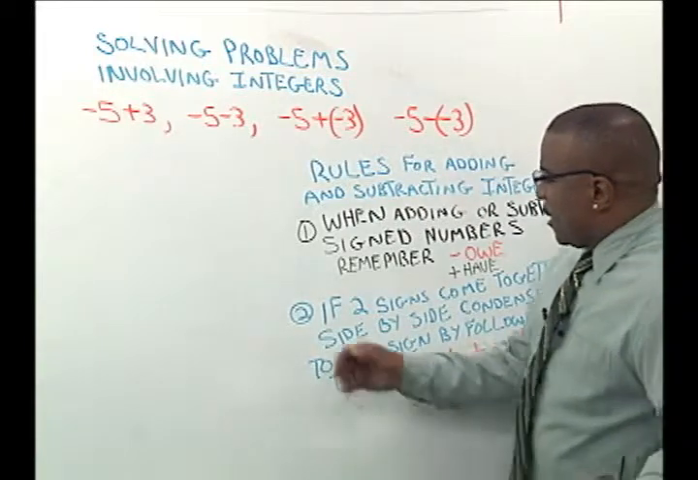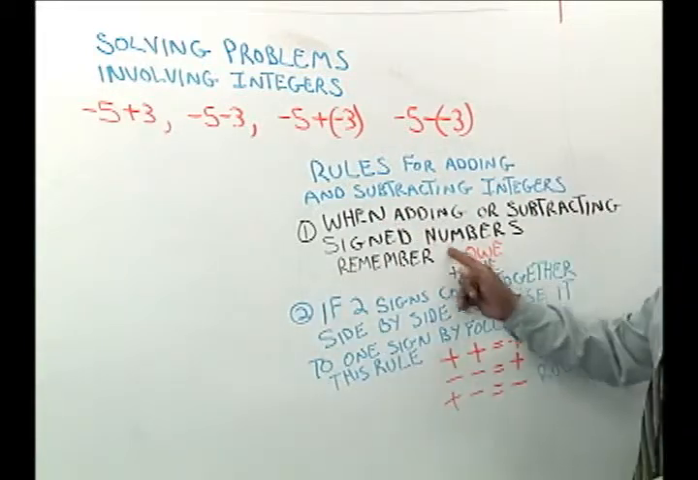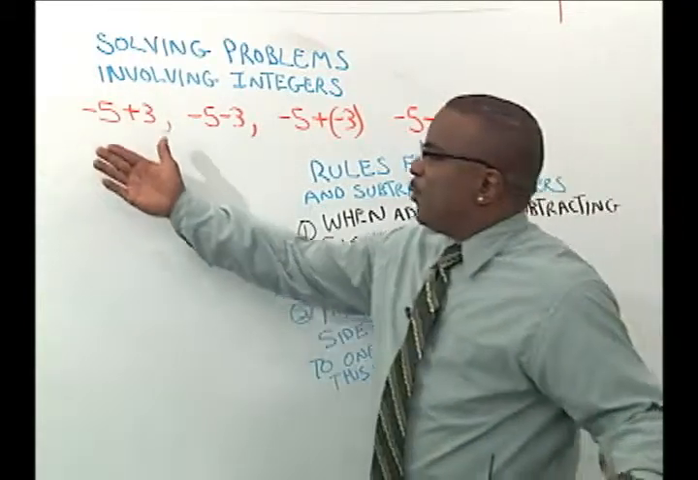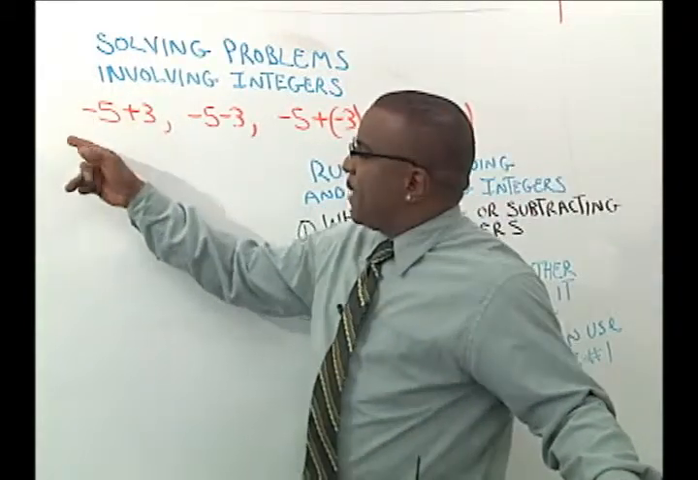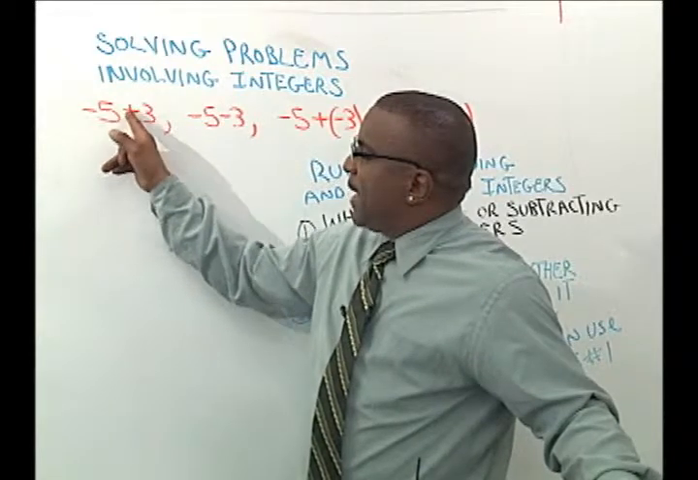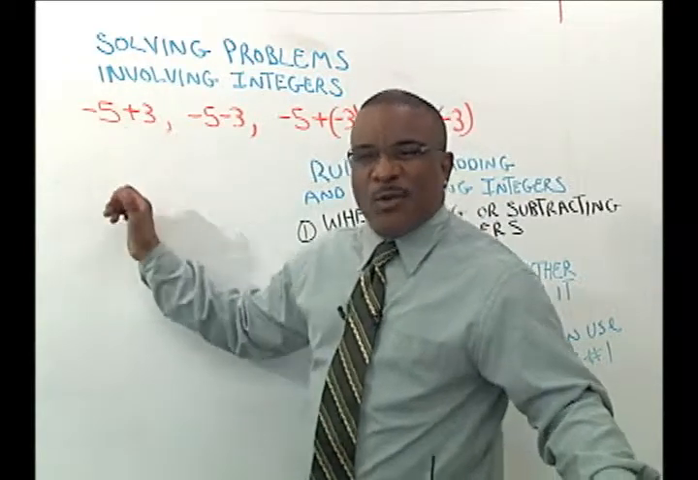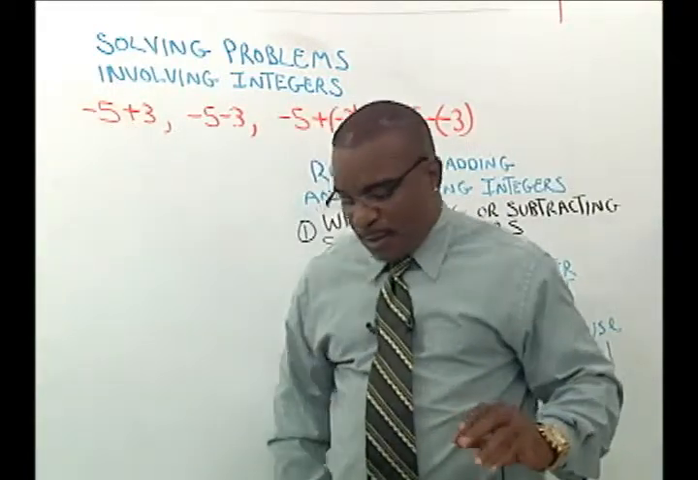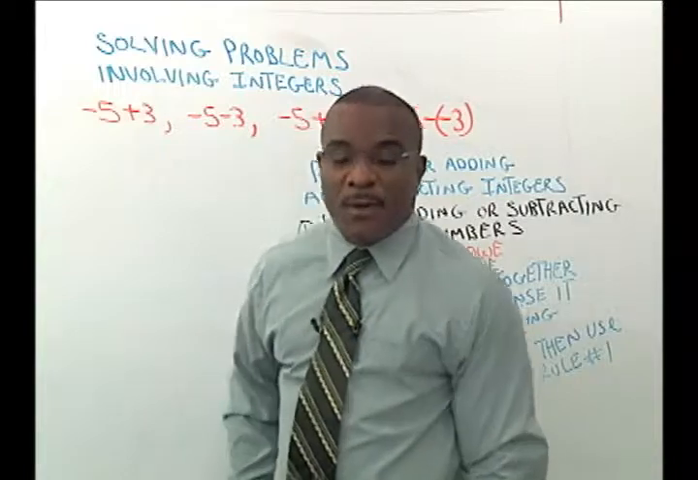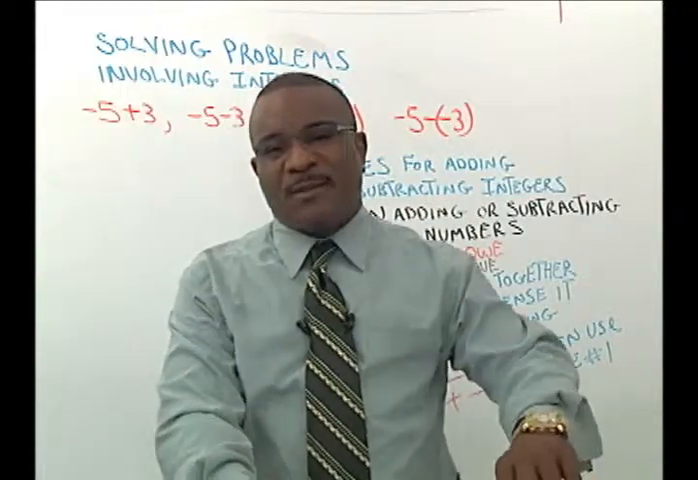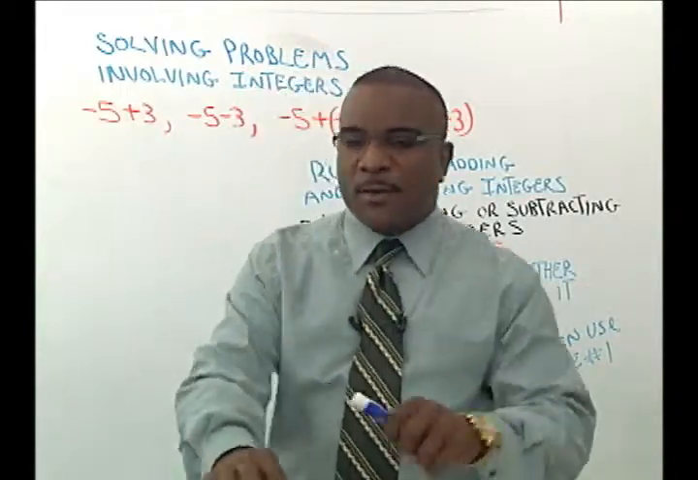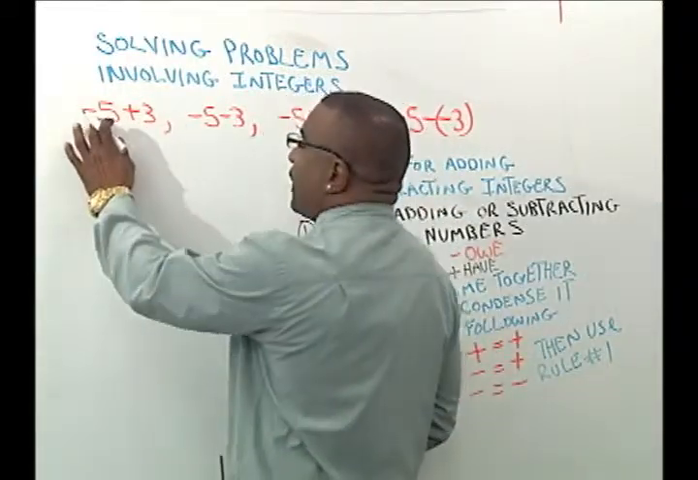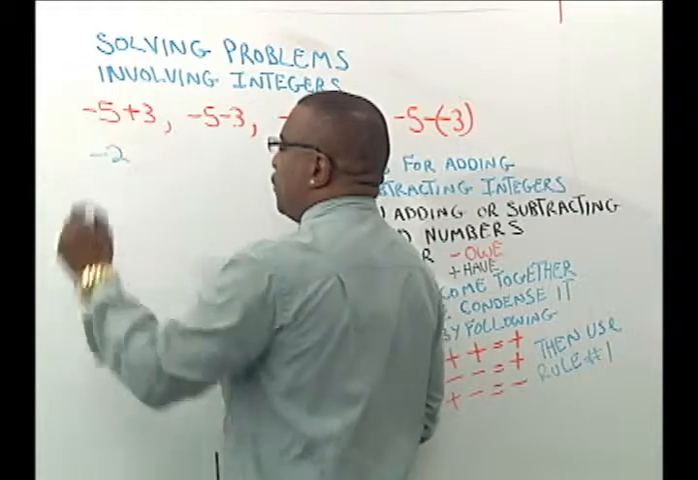Okay? When adding or subtracting signed numbers, remember minus means you owe and a plus means you have. For example, what should be the result of this? Let me see. I owe $5, but I have 3. That means I'm still going to owe something. Anytime, when you're adding and subtracting, you end up with the sign of the largest number. So certainly I'm going to owe more than I have. You agree? If I owe you $5 and I have 3, I still owe you 2.